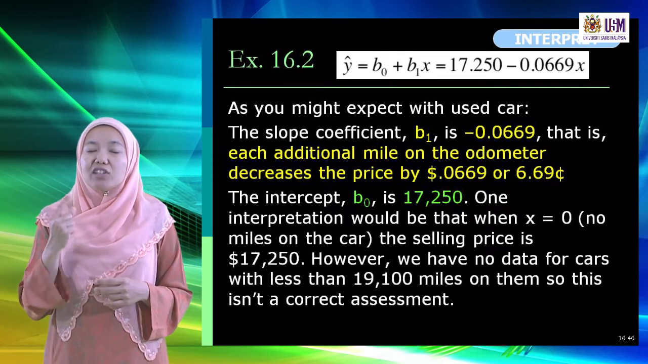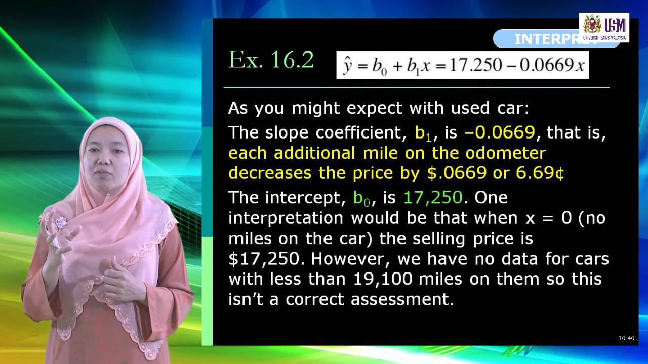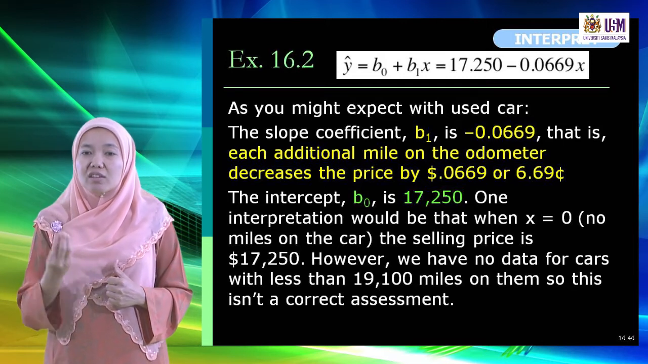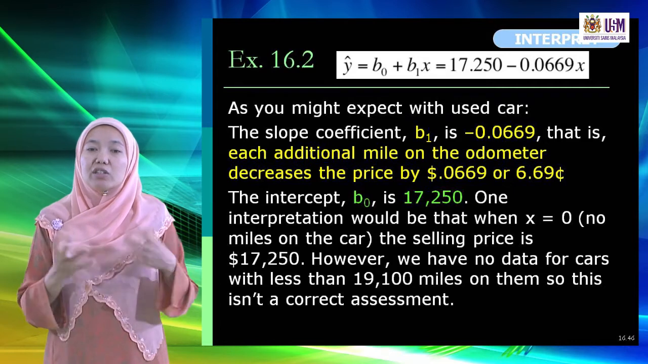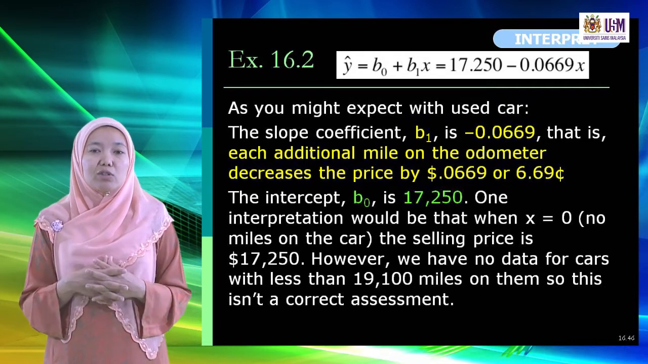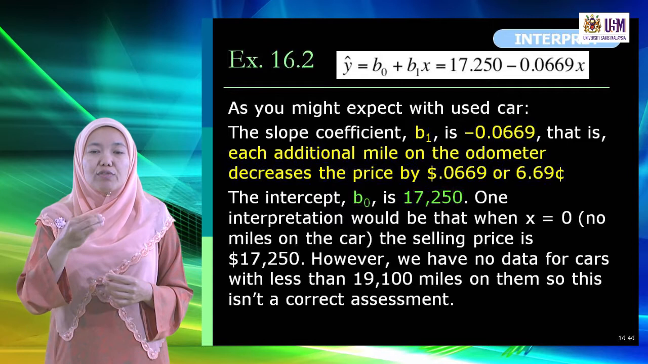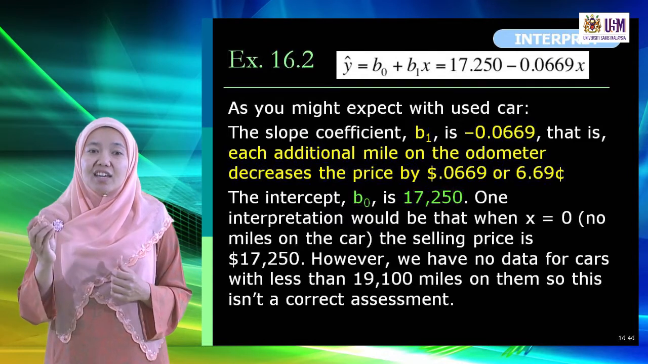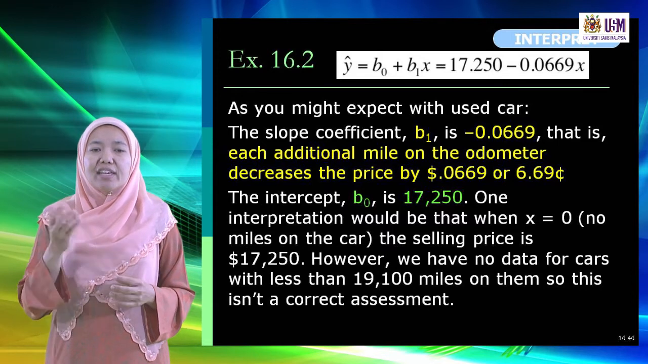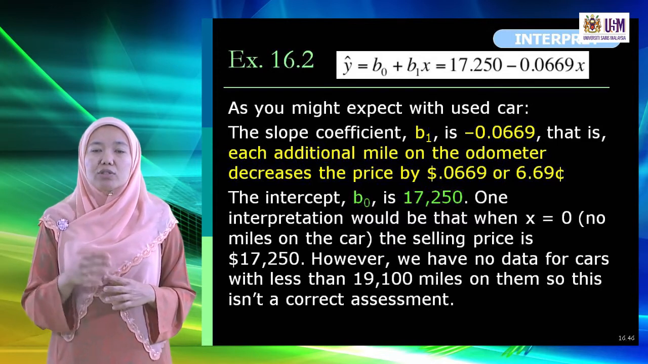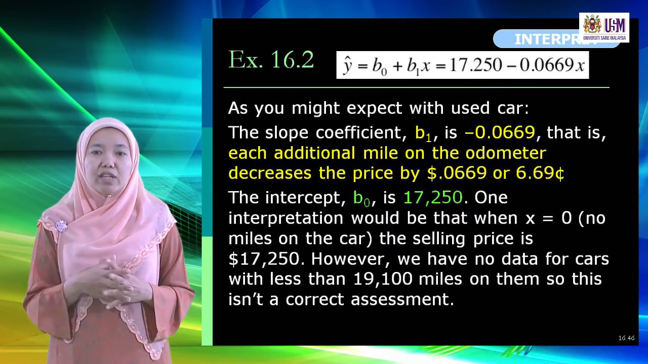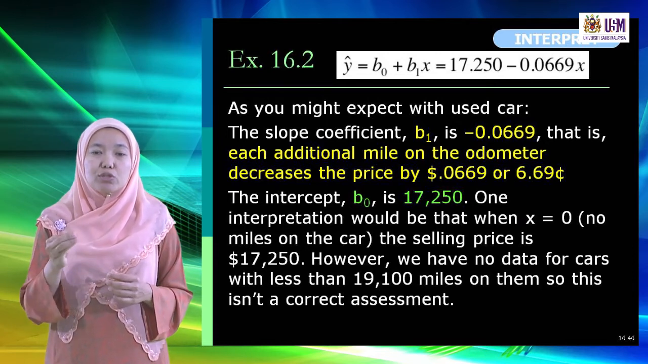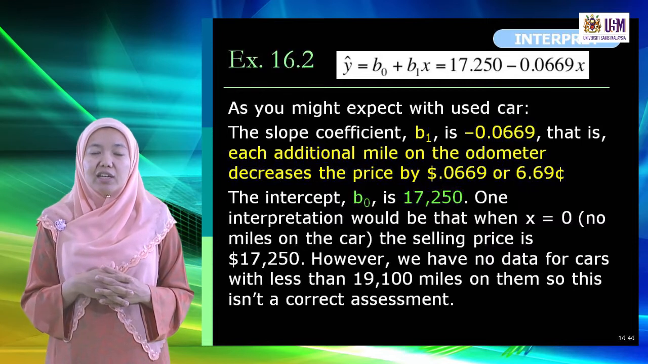That means one additional unit increase in the odometer reading will reduce the price by 0.0669 unit. In this case, because the unit is given in terms of 1,000 US dollars, you need to convert the decimal places, so in terms of cents, it is 6.69 cents. While the intercept B0 is equal to 17,250 in US dollars, or 17.25 if you take out the dollar sign.